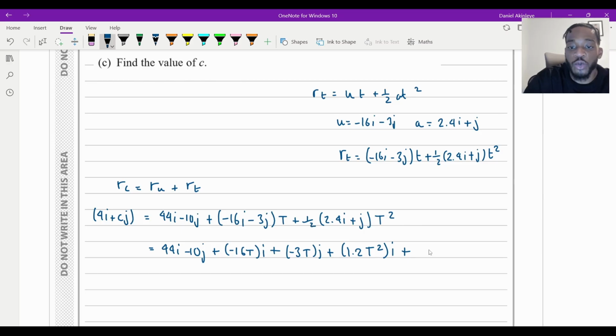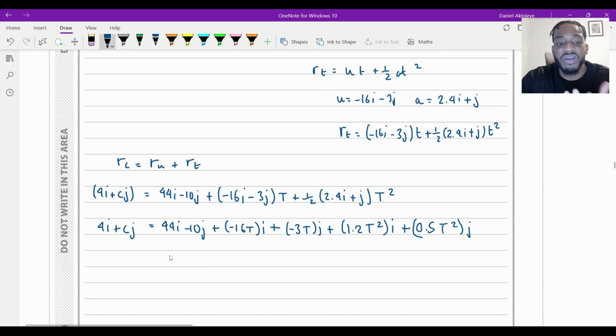So that's just going to be half j or 0.5j. So I'm going to write 0.5, and then we've got the t squared we need to multiply by. So it'll be t squared and then j. Now, let me put 4i plus cj here. Now we've got all of the i's separately and the j's separately. We can bring them together, right?